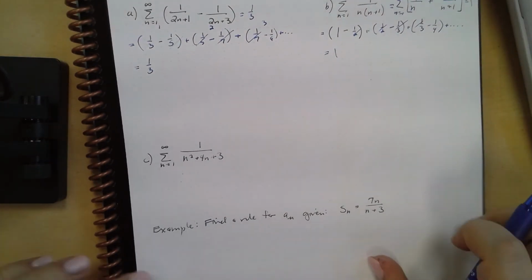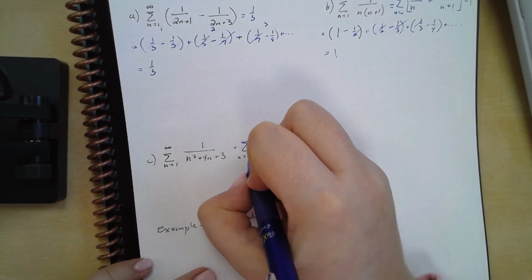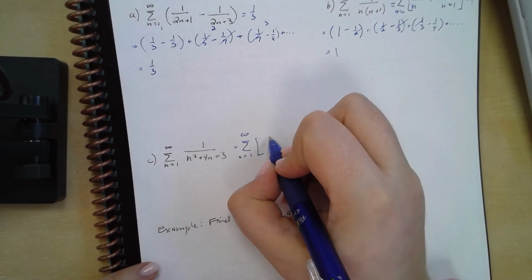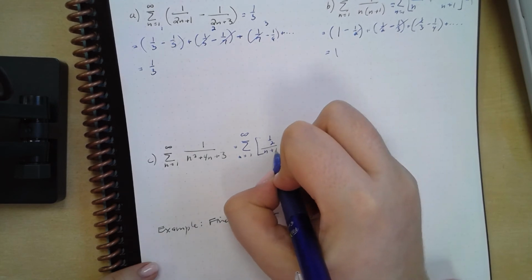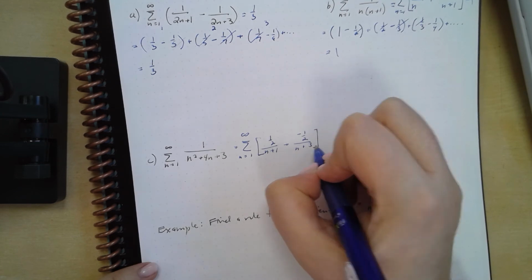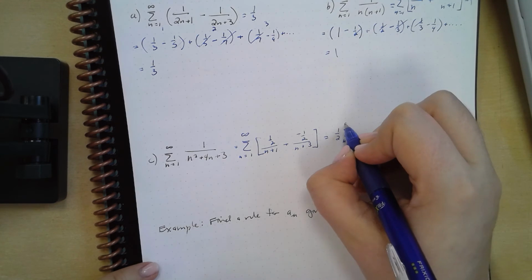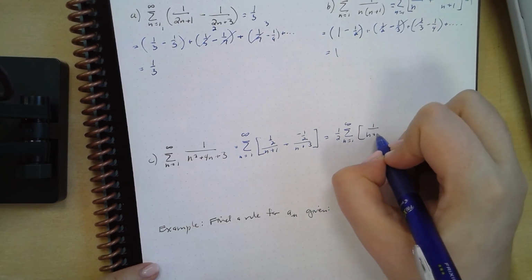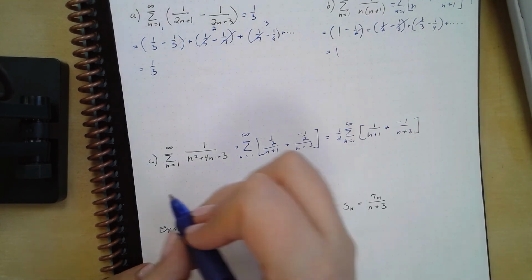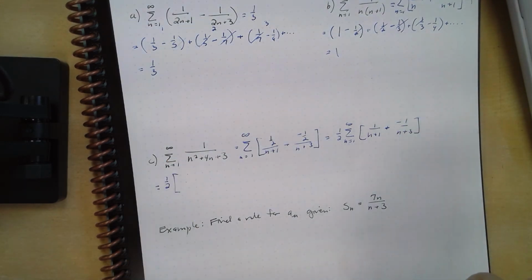And we have another one here. I can rewrite this using partial fractions. And again, I'm just going to kind of do it. So this would be 1/2 over n plus 1 plus a negative 1/2 over n plus 3. So I can rewrite that again as 1/2 times the sum of n equals 1 to infinity of 1 over n plus 1 plus a negative 1 over n plus 3. Okay, so now I can start writing this out. I'm going to have 1/2 times, going to be a big bracket there.